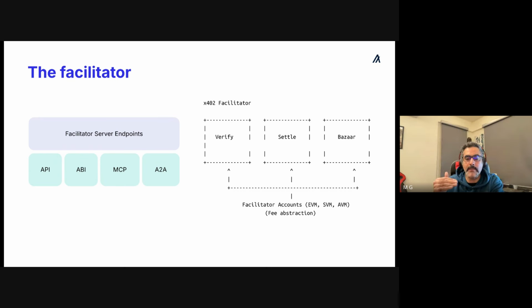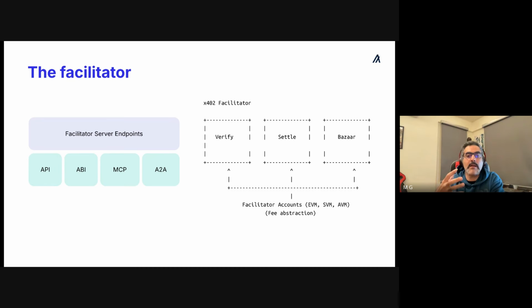This discovery layer is called Bazaar because it is actually a bazaar. There is a big directory of every facilitator, every resource server, every merchant, and everything that you need to be aware of before you make your own purchase as some end user who wishes to access some resource or wishes to obtain some resources.